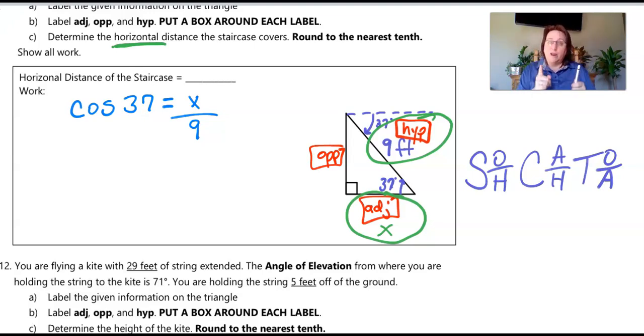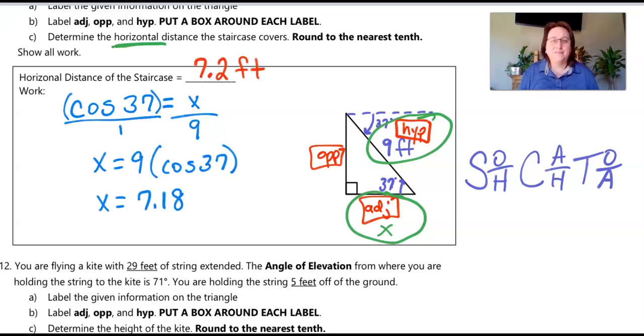Now that you've got it set up, guys, go solve for x and tell me, what do you get for the horizontal distance of the staircase? Did you guys remember to round to the nearest tenth as it said in the instructions? And did you remember your units? Hopefully so. Remember, if it has units on the side length, you need to include the units in your answer.